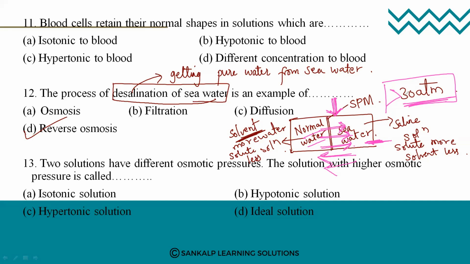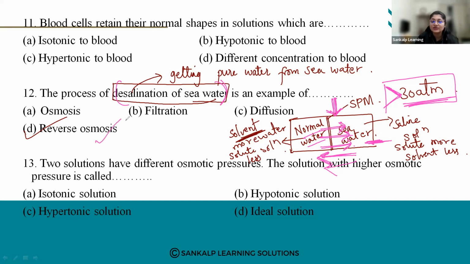The seawater has a pressure of 30 atmospheric pressure. When I apply external pressure of more than 30 atmospheric pressure, the water from the seawater starts moving to the normal water. This is due to the external pressure applied, and this is called reverse osmosis. This is a very good process for purifying water from seawater. Remember this.